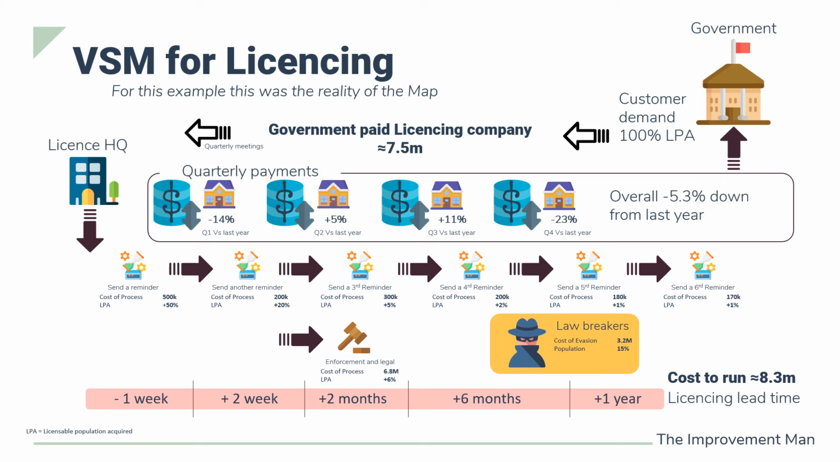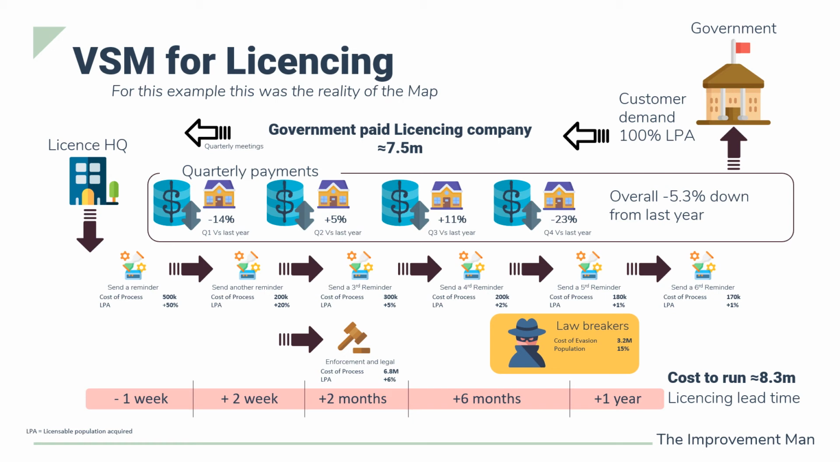The licensing company on the left-hand side then followed a process. They had the first part of the process, which cost them 500k, where they were able to achieve 50% of the licensable population, 1 week before the license was due. Spending another 200k, they acquired a further 20%, 2 weeks afterwards. That process continued to a third, fourth, fifth and sixth reminder, where the law of diminishing returns came into play.